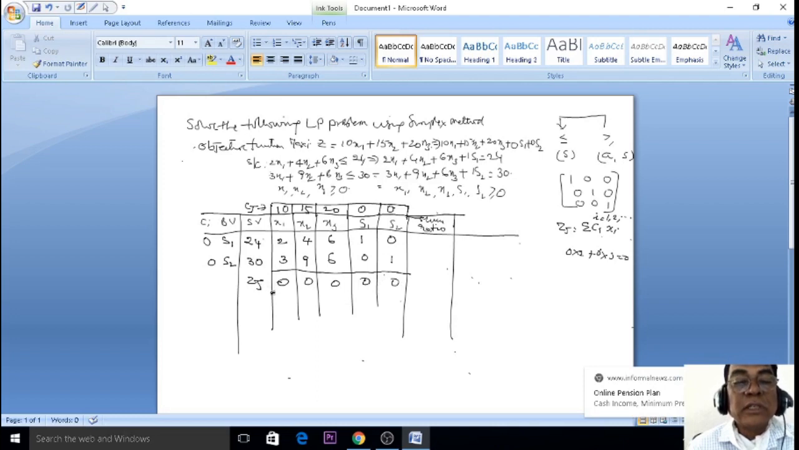Okay. Once the ZJ value is over, please draw the horizontal line. Next step, Cj minus ZJ. Same thing.